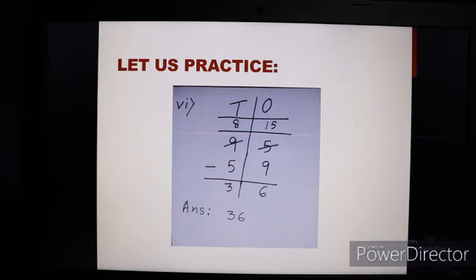On the other side, in tens place, the new number is 8 and 8 is bigger than 5. We can subtract 5 from 8 and therefore the answer is 36.